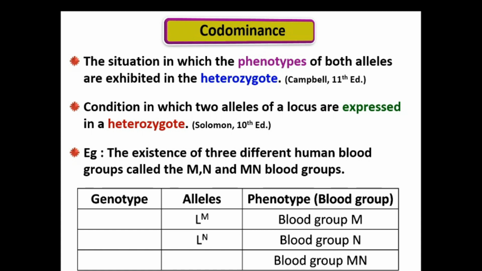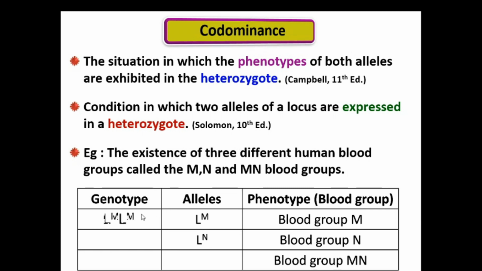For codominance, it is the situation in which the phenotypes of both alleles are exhibited in the heterozygote. If you still remember, we have learned about homozygous and heterozygous. So it is the condition in which the 2 alleles of a locus are expressed in the heterozygote. For example, we can discuss the 3 different human blood groups called the MN blood groups. We have blood group M, blood group N, and also blood group MN as the result of codominance.